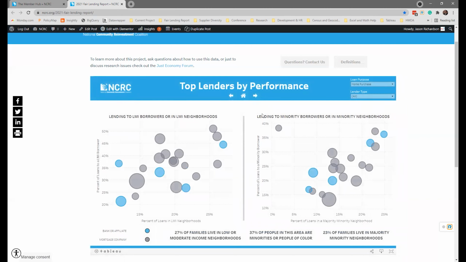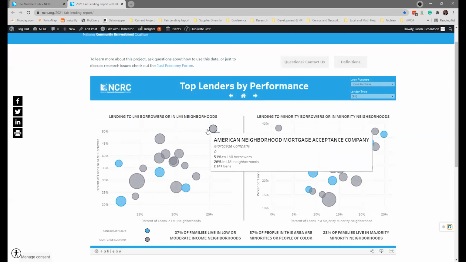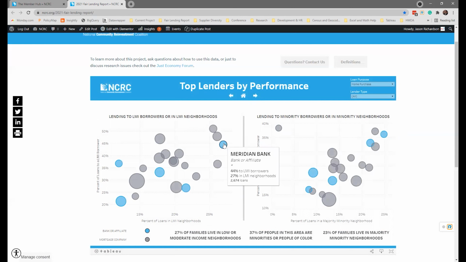Now we're looking at the top lenders by their performance. We're still looking at home purchase loans over here. And for right now, let's keep that the way it is. On the left side, we're looking at lending to low to moderate income borrowers or in low to moderate income neighborhoods. On the bottom is the percent of loans to those low to moderate income neighborhoods. And on the left is the percent of loans to low to moderate income borrowers. The circles represent individual lenders. The gray circles are mortgage companies. The blue circles are banks.